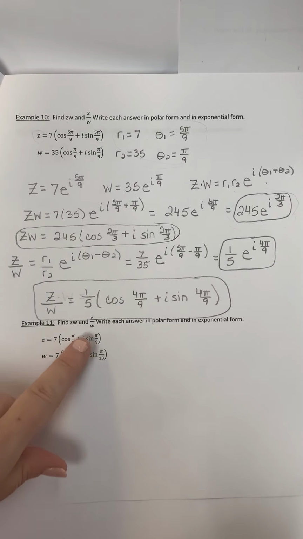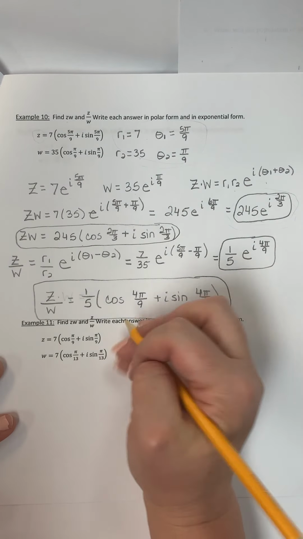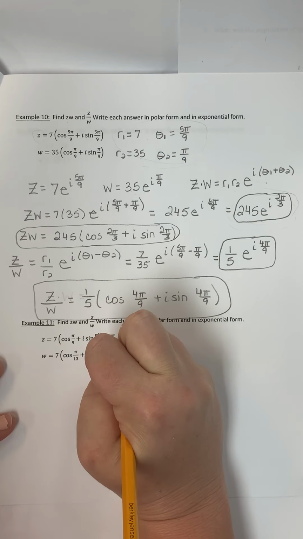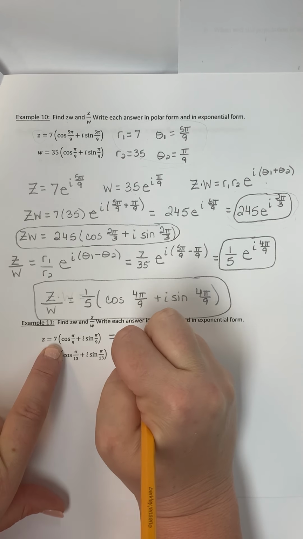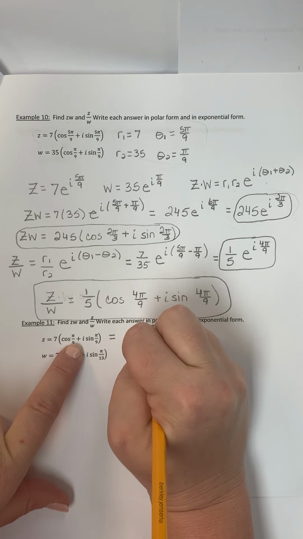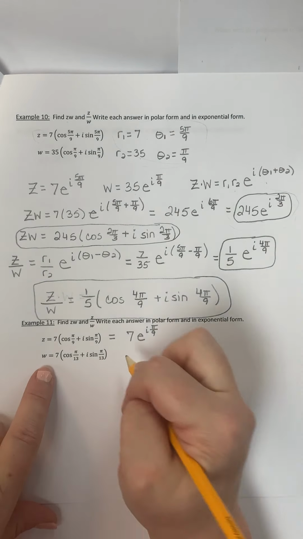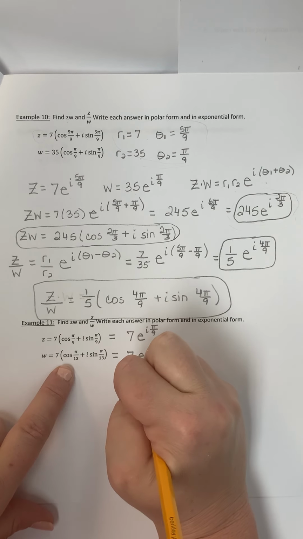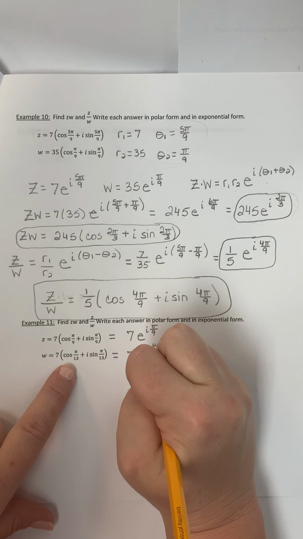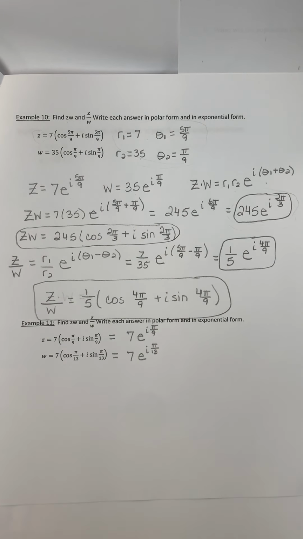Let's write these in exponential form. Now you can go ahead and label them all if you want to. I'm going to say 7, that's my r, e to the i, and my theta is pi over 9. That's z. My w is going to be 7, same r, e to the i, but now my theta is pi over 13.